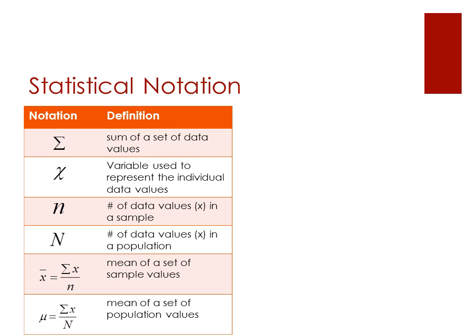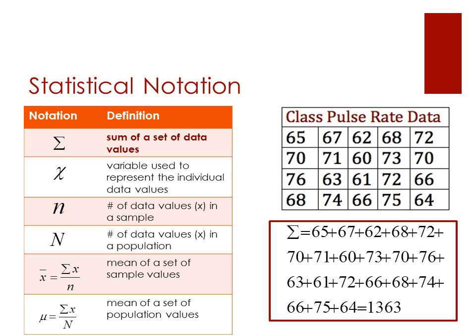Let's go through these one at a time here. First of all, the sum symbol simply is the sum of all data set values. So that is what it means whenever you see this notation. It means we are summing everything. Here in this example, if we were looking at the sum for the class pulse rate data, we would literally add every single one of them together, and we would get a sum for the class pulse rate data of 1,363.